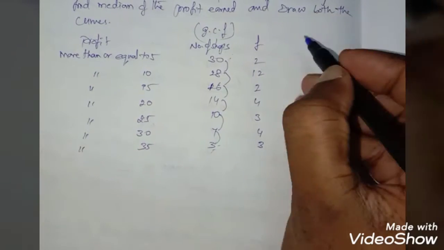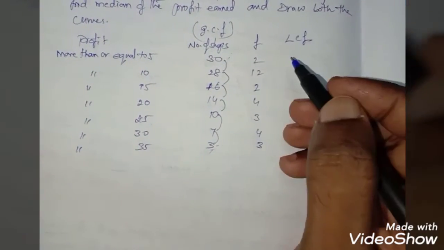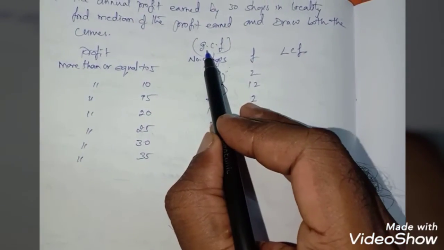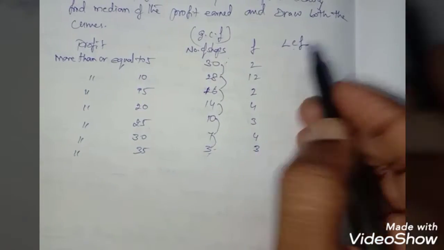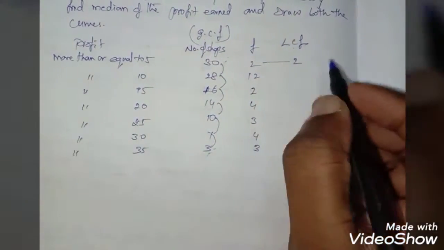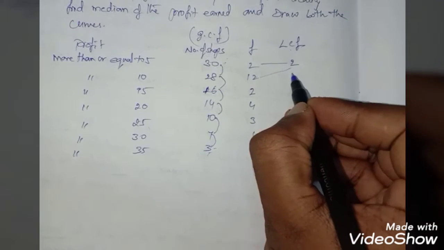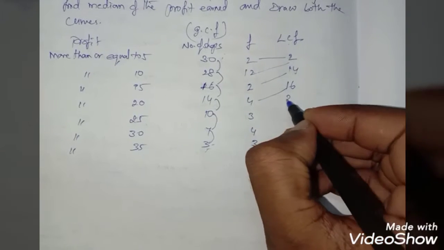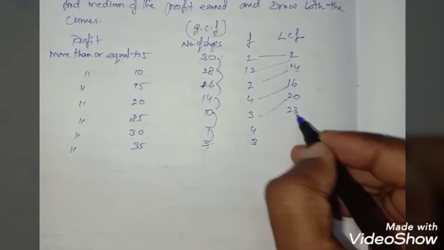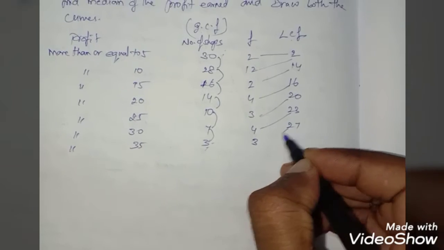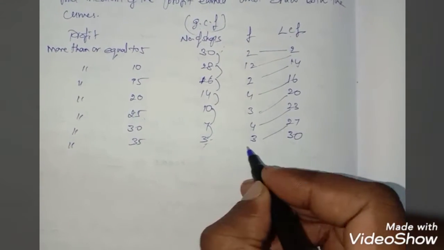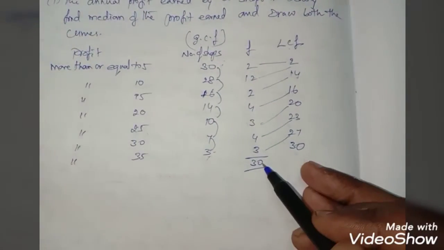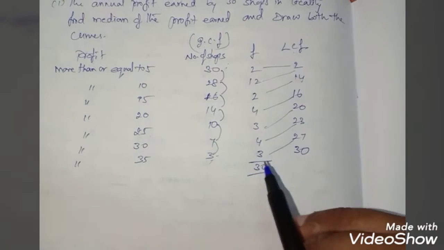After finding the frequency, we need to find the LCF, the less than cumulative frequency, because they have asked to draw both the curves. Both the curves means one is GCF and this is LCF. Now LCF is the first one as it is, 2. Now add these two, 2 plus 12, 14. Next, 14 plus 2, 16. 16 plus 4, 20. 20 plus 3, 23. 23 plus 4, 27. 27 plus 3, 30. The total frequency is 30, meaning 30 shops. Like this we are verifying whether our frequency total is correct or not, right?